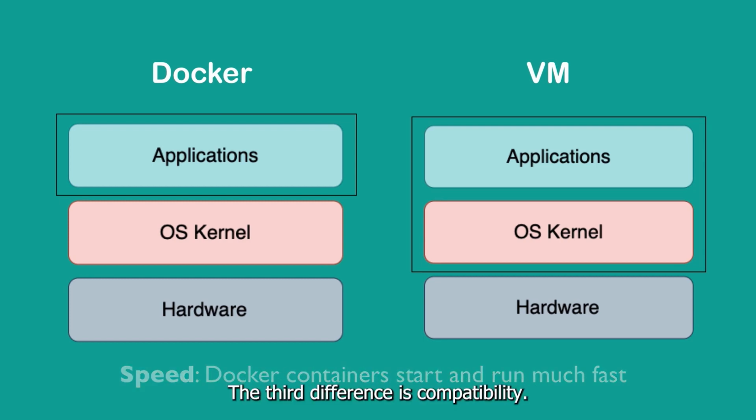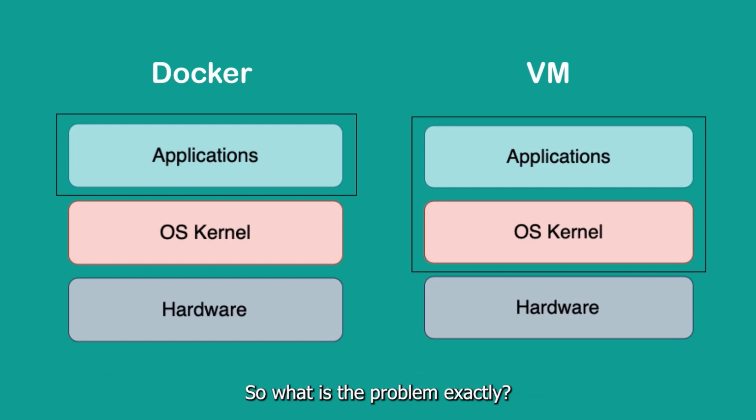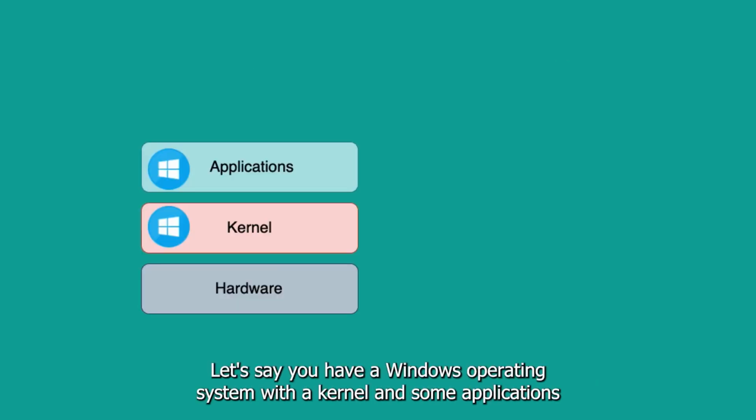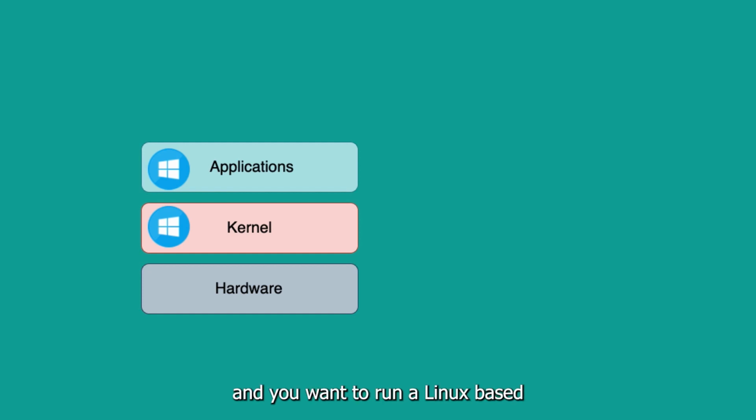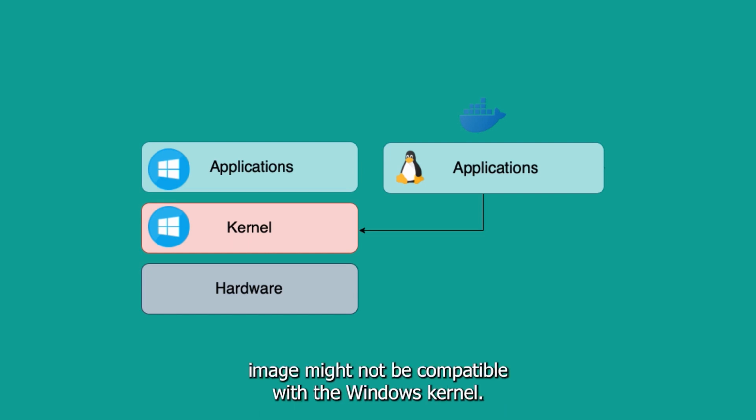The third difference is compatibility. So you can run a virtual machine image of any operating system on any other operating system host, but you can't do that with Docker. So what is the problem exactly? Let's say you have a Windows operating system with a kernel and some applications, and you want to run a Linux-based Docker image on that Windows host. The problem here is that a Linux-based Docker image might not be compatible with the Windows kernel.